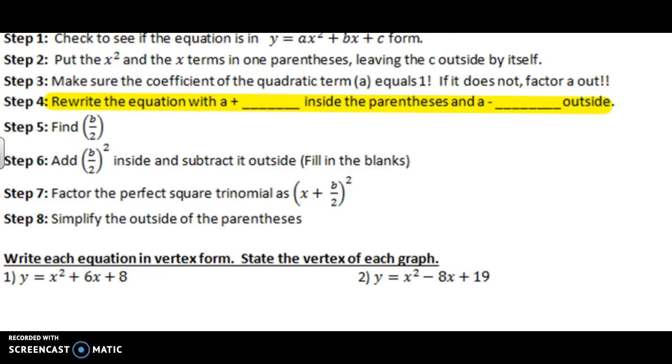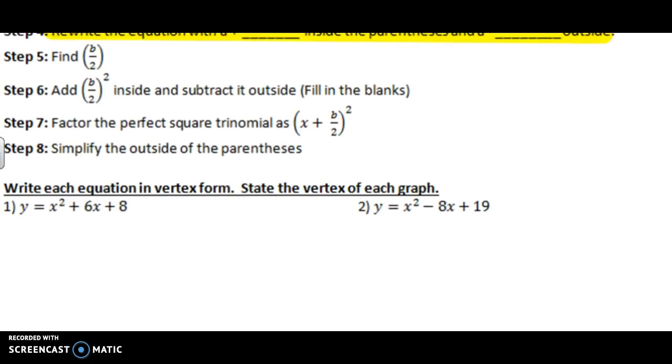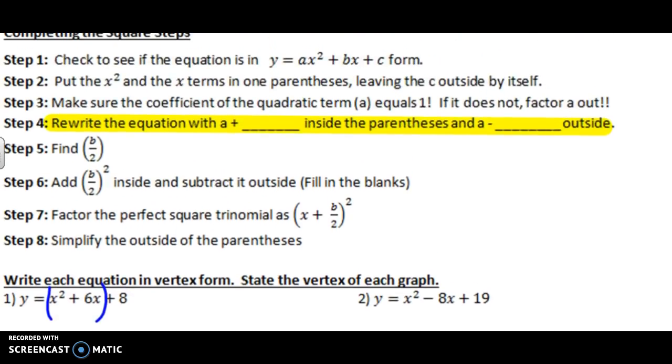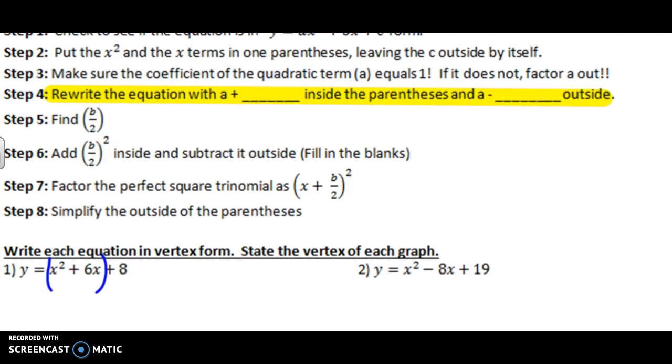Let's get down here. So first thing you're going to do is put some parentheses and group these two. The C part gets left at the end. So this is the first couple steps. Make sure the coefficient is 1, which many times it is, there are a couple times it isn't. So you're going to shove that number 8 down to the end, and then you're going to rewrite the equation with a positive on the inside and a negative on the outside.